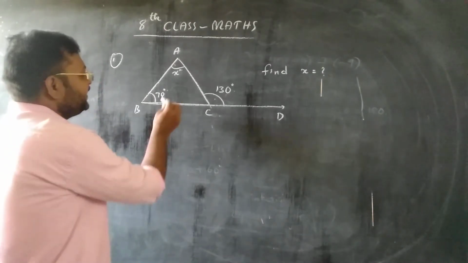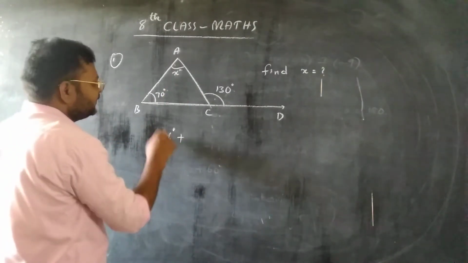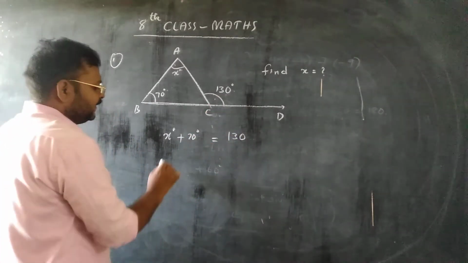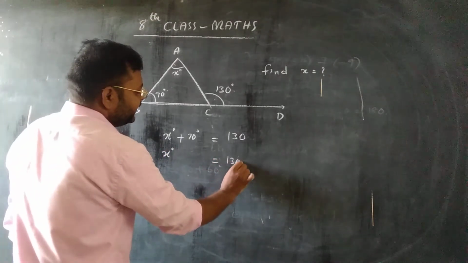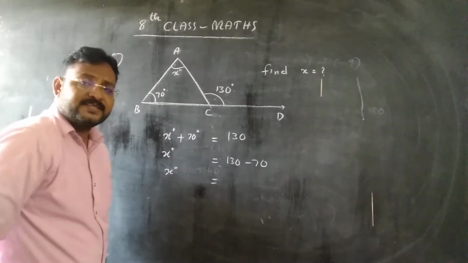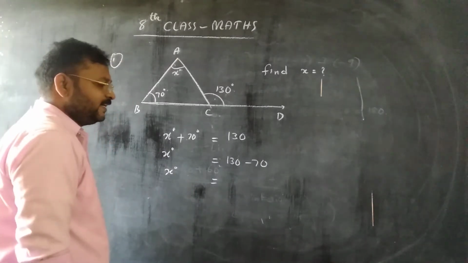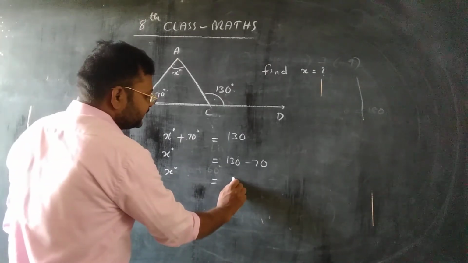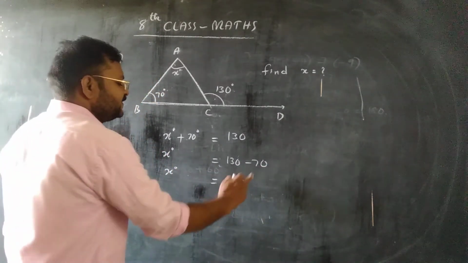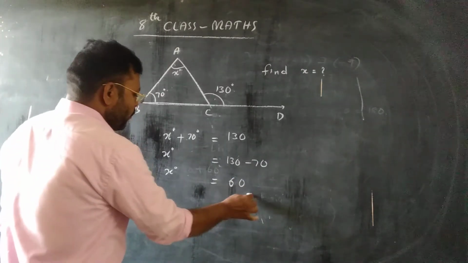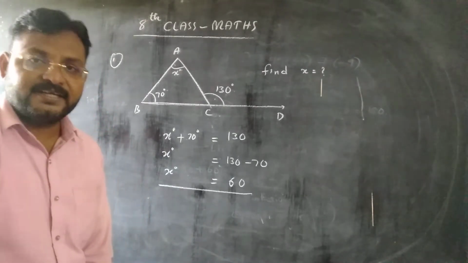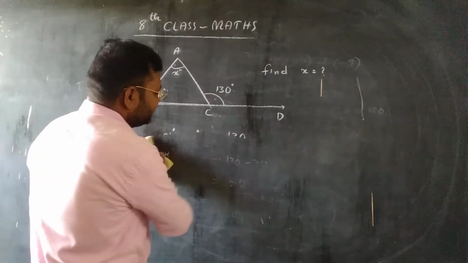So by this reason we write x degrees plus 70 degrees is equal to 130 degrees. Now x degrees is equal to 130 degrees minus 70 degrees. 130 minus 70, how much? 13 minus 7 is 6, and the zeros cancel. x is equal to 60 degrees, children. So in this way you find x values.